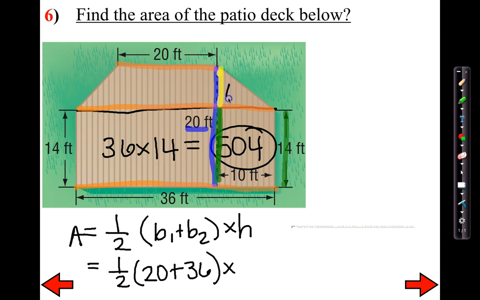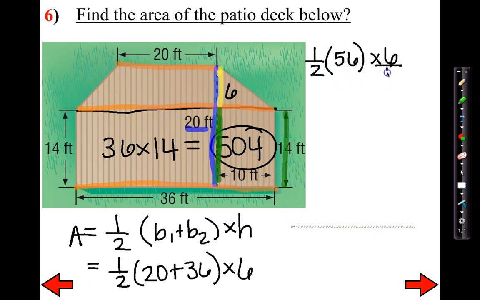Hopefully your answer is 6. Why? Because 6 plus this 14 would give me a grand total of 20. So we're going to go ahead and say that the height is 6. So let's simplify this out. I'm going to move it up here because I have more room. We're going to have 1/2 20 plus 36, which is going to give us 56, times 6.